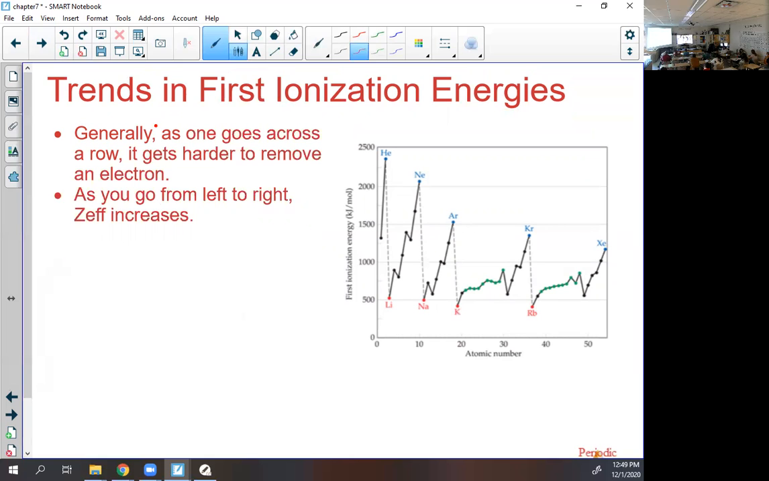Generally, you've got to love in chemistry when we use the word generally. That means red alert, something's going on. Generally, as one goes across a row, it gets harder to remove an electron. The reasons for the discontinuities, we'll see in a minute, they make sense, so don't panic on them. That's because as you go from left to right, Zeff increases. The last two slides are really important.